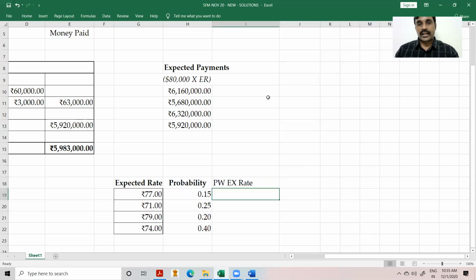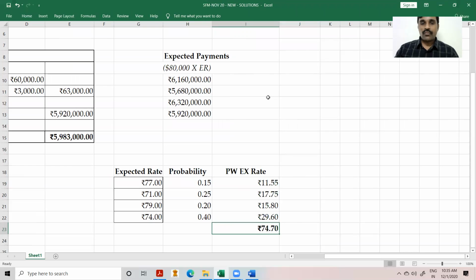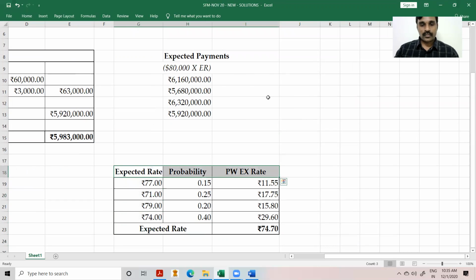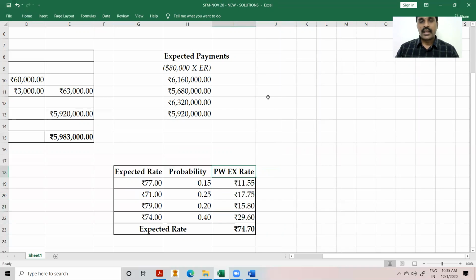This is what most of the students will do in the exam. That is fine for the exam, but that is not the way you have to do it in real corporate life. They will write 74.70 as the expected rate. So the probability weighted expected rate is 74.70. Now, after 74.70, we'll write working note 2.